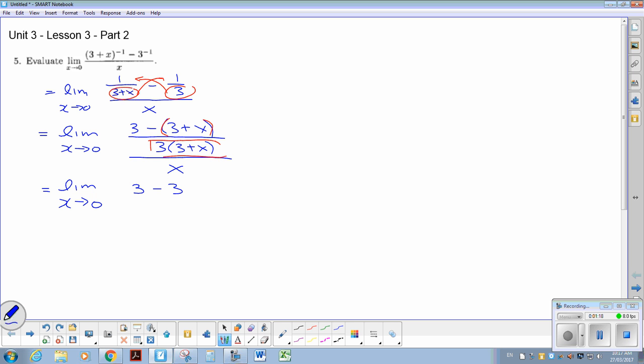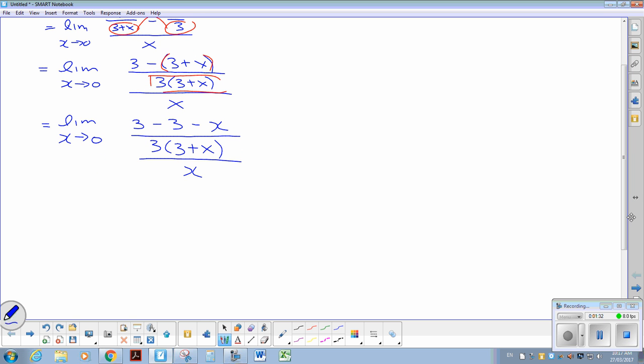So it'll be 3 minus 3 minus x over, never ever distribute or expand that denominator. Just adds more headaches and work later on. So we'll just leave it as is. It's the numerator that we're trying to clean up. So the limit as x approaches 0. So I'm just going to look at my top fraction here. So that just becomes negative x over 3 times 3 plus x.